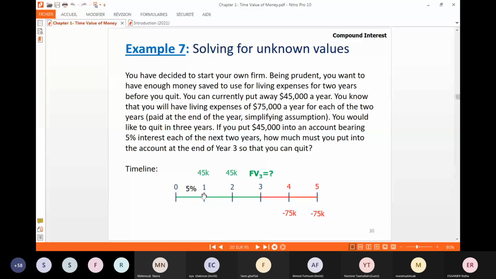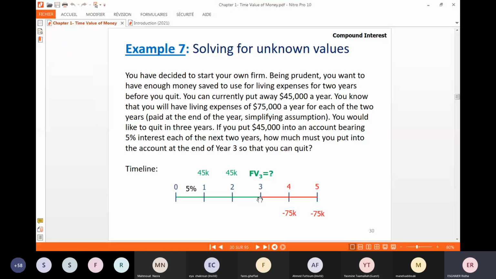At an interest rate equal to 5%. If you deposit this in an account that will pay you 5% annually, how much must you put in the account at the end of year 3 so that you can quit? How to convert this problem into a timeline or a financial equation, if you want.